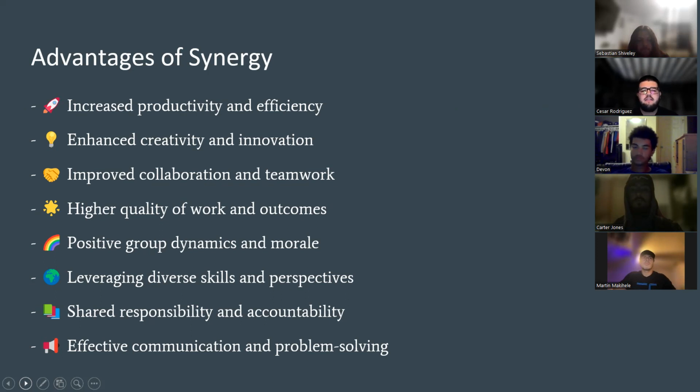Synergy benefits in multiple ways. Firstly, it promotes effective collaboration and communication, allowing members to leverage diverse perspectives for common goals. This boosts productivity and efficiency.